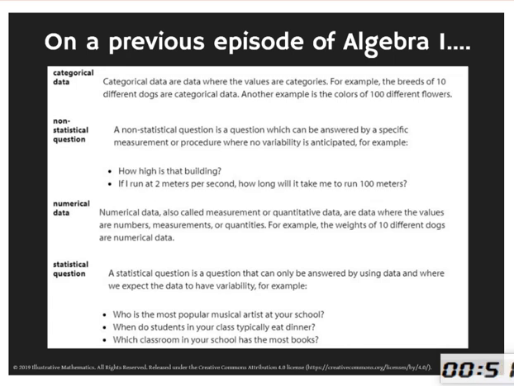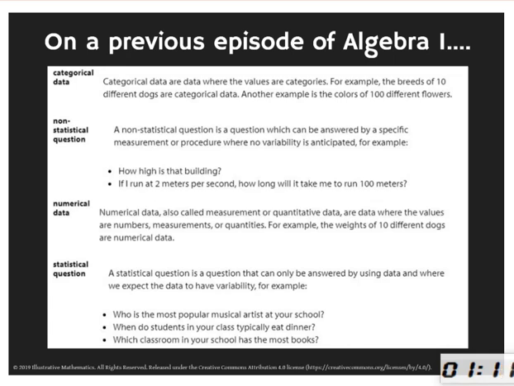Numerical data. Numerical data is data where the answer is a number, okay? So how many desks are in a room? Numerical data. And finally, statistical question. A statistical question is a question with an answer with variability, right? So what is the average height of everybody in Mr. Doherty's room? Statistical question. All right, so hopefully you remember that from last time.